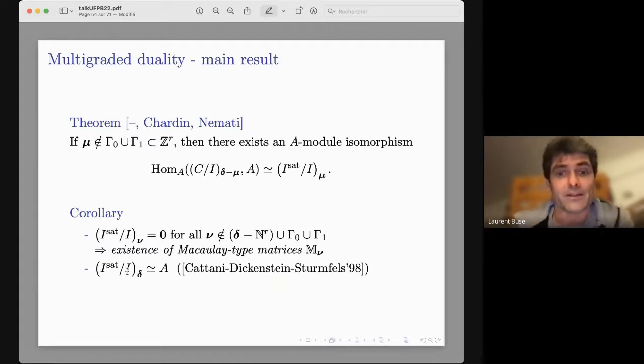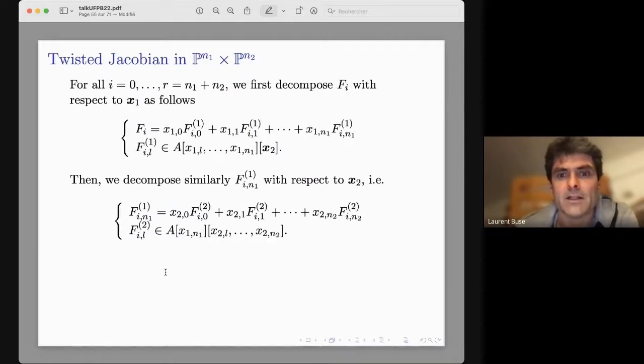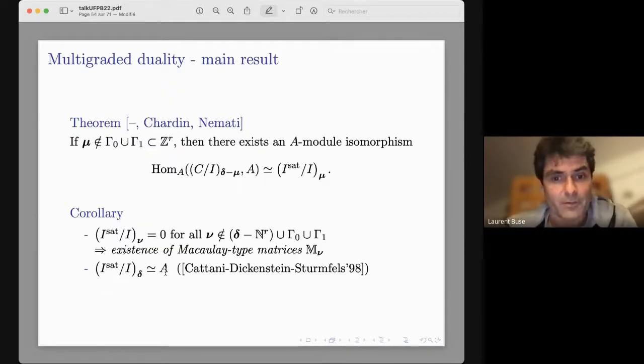If you look at I sat mod I in degree delta, this duality will tell you that it is also isomorphic to A. This was done before by Cattani, Dickenstein, and Sturmfels. So you have again a multigraded Jacobian. I will describe it in a few minutes, but you have a very similar situation. So, yes, I will do it now, sorry.